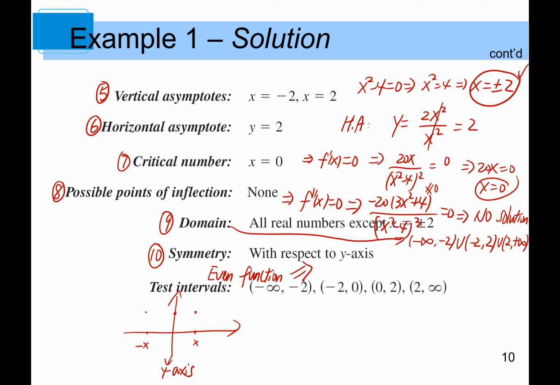Test intervals. So we're going to count all the x values here: negative 2, 0, and 2. Those three numbers will split the domain, negative infinity to positive infinity, into 4 sub-intervals. First one is from negative infinity to negative 2. Second one, negative 2 to 0, then 0 to 2, and then 2 to positive infinity. Okay, so that's the test interval.